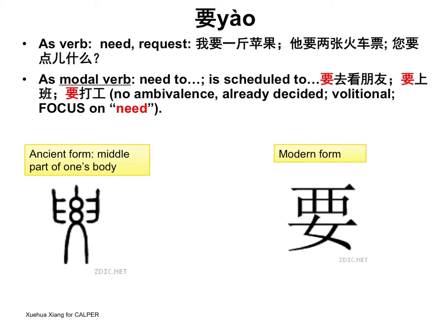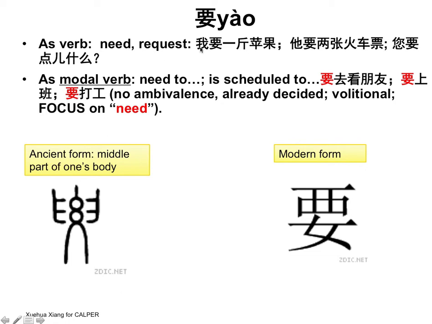要, and here we have the falling tone 要. It has another tone when you use it in words like 要求, but as a modal verb or as a verb, it is the falling tone 要. We want to emphasize that 要 has two different parts of speech. It can work as a verb to mean need, to mean request.